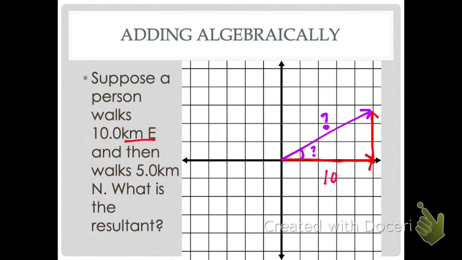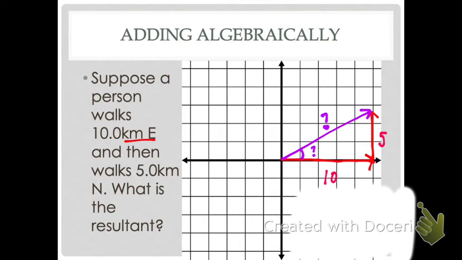So this side would be 10. This side would be 5. So we solve with Pythagorean theorem and again with tangent here. Always looking for the angle that's next to the origin. Has to touch the origin.